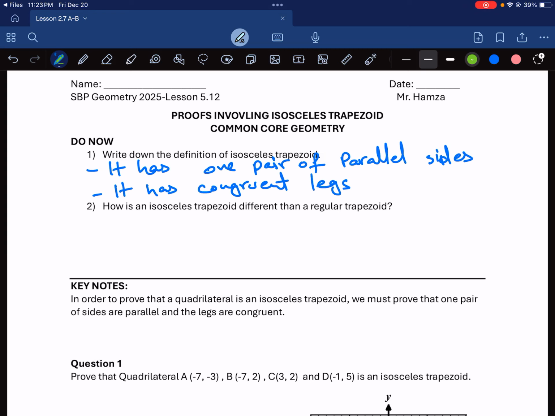Welcome to lesson 5.12. We'll be going over proofs involving isosceles trapezoids today. So let's go over the definition of an isosceles trapezoid. Just remember that an isosceles trapezoid has one pair of parallel sides, but it also has congruent legs. So let me give you an example.